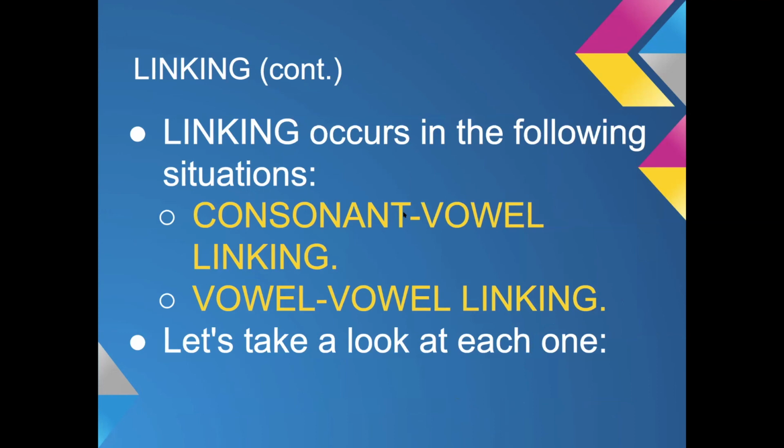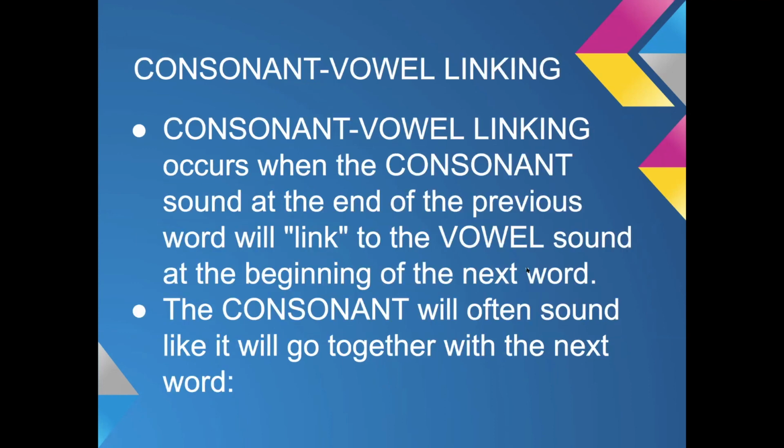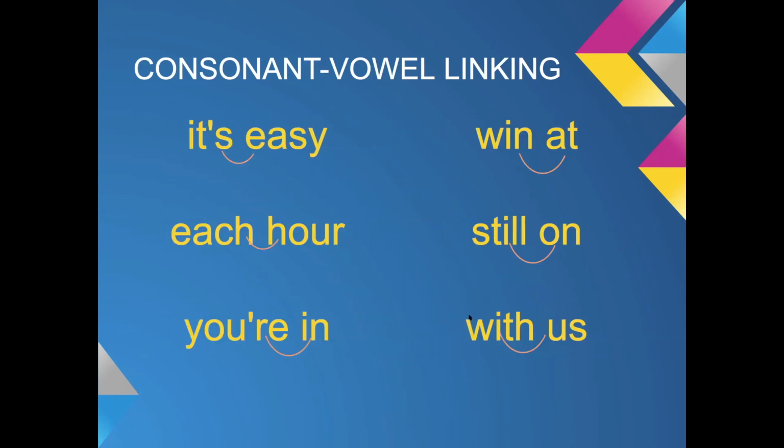Now we're going to start by looking at two examples of linking: consonant and vowel linking, and then vowel and vowel linking. Don't worry, we are recording this so you can follow along later, but just try to follow along now. Let's talk first about consonant to vowel linking. It's the most common type of linking in English, and that's when the consonant sound at the end of the previous word links to the vowel sound at the beginning of the next word. The consonant will often sound like it goes together with the next word. Look at these examples.